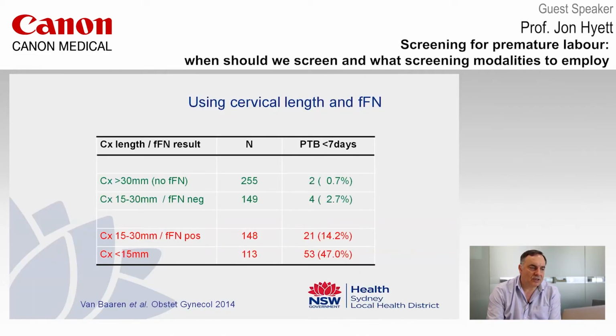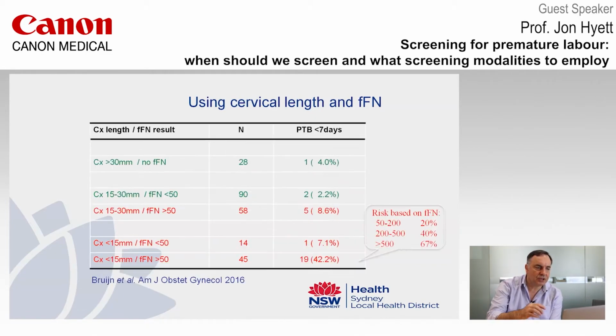This Dutch study basically showed that if you had a cervix that was less than 15 millimeters and you used fetal fibronectin in addition, it was a useful way of predicting preterm birth less than 7 days. If you tease the data out a little bit more, in fact, the higher your fetal fibronectin level is, the higher your risk is.